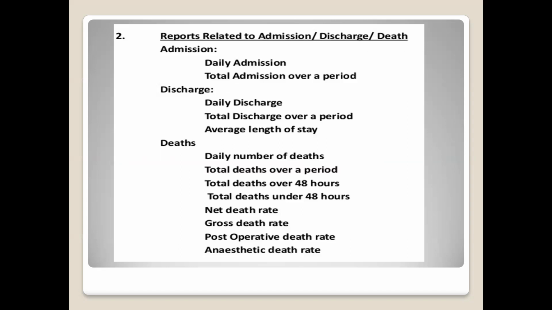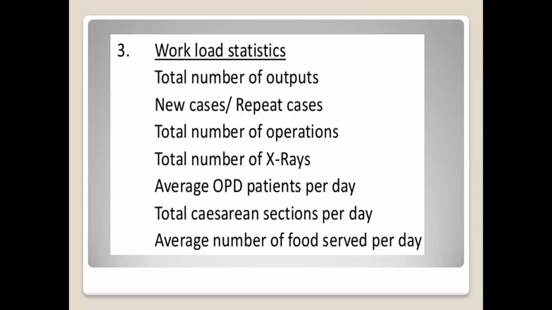Second, reports related to admission, discharge, or death. First, admission. We need to see daily admission, total admission over a period. Next, discharge. In discharge, we need to see daily discharge, total discharge over a period, then average length of stay also we need to check. In deaths, daily number of deaths, total deaths over a period, total deaths over 48 hours, total deaths under 48 hours, net death rate, gross death rate, post-operative death rate, anesthetic death rate. All this we need to focus on.